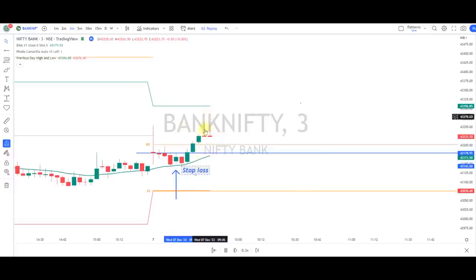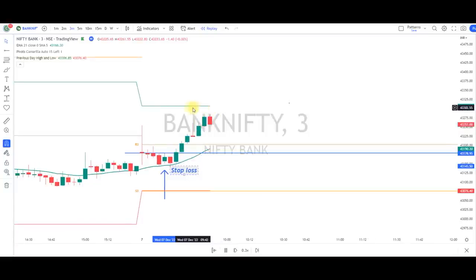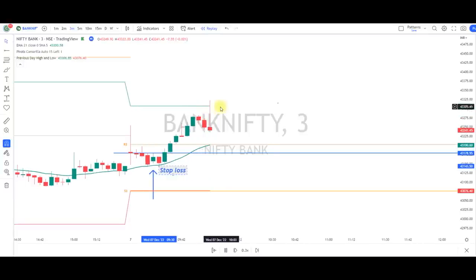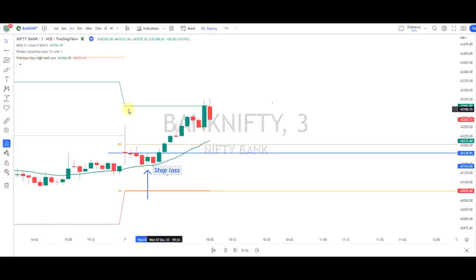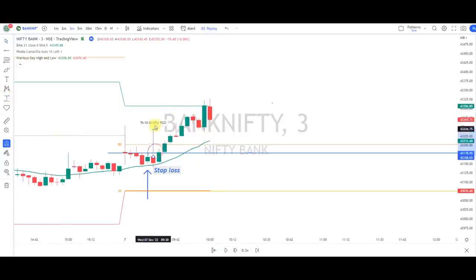And price is also going above R3, so we can keep our trade. As the previous day high is nearby, we can start booking our profits or we can trail our profits. So the Bank Nifty touched our previous day high. So we can see how many points we got from here.